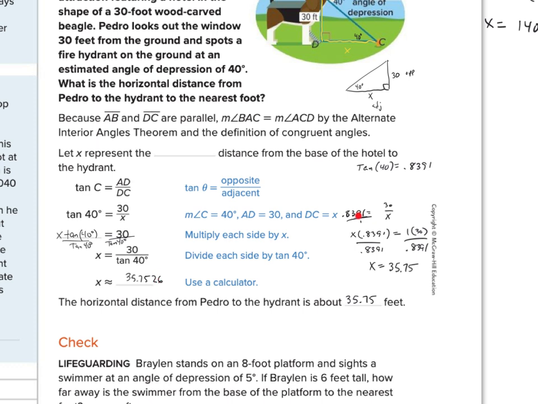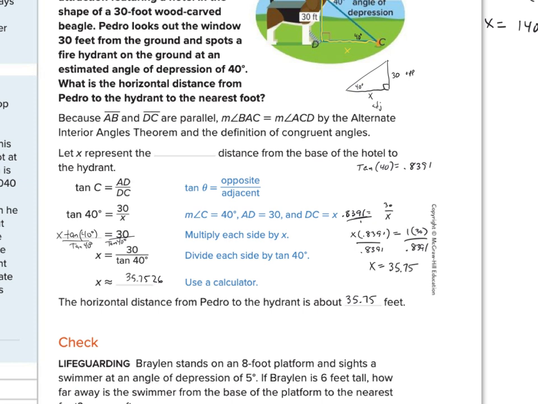35.7526. If we would have converted the tangent of 40 into a decimal right off the bat, we would have had 0.8391 over 1 is equal to 30 divided by x. You cross multiply, and x times 0.8391 is equal to 1 times 30. Divide both sides by 0.8391 divided by 0.8391, and we find out that x is equal to 35.75. Okay, so either way we're going to get the same answer. It says, what is the horizontal distance? It is about 35.75 feet.